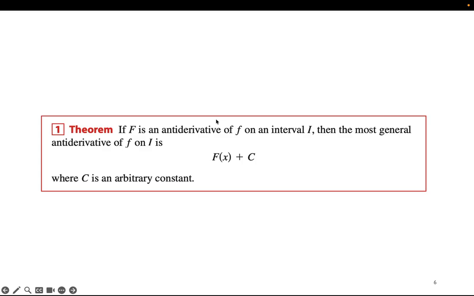And so that's basically what this theorem says. If you can find one big F, one antiderivative of little f on some interval, then you can find all of them, or the most general antiderivative, by simply adding a constant c. And c could be any constant.